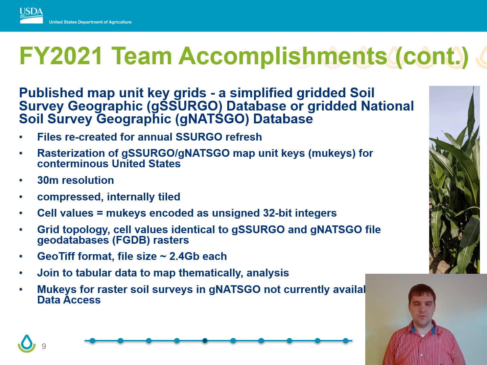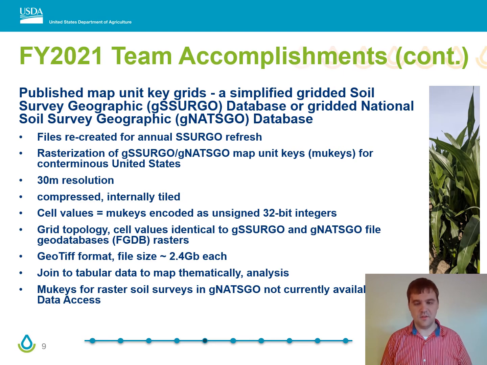The team was also able to publish map unit key grids, a simplified gridded soil survey geographic database, a gridded national soil survey geographic database. And these files will be created annually during the SSURGO refresh. It's a rasterization of the gSSURGO and gNATSGO map unit keys for the conterminous United States. It's a 30-meter resolution. It's compressed and internally tiled, so it's efficient. The cell values are the MU keys encoded as 32-bit integers.